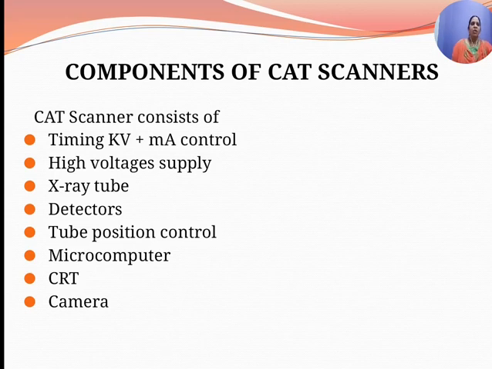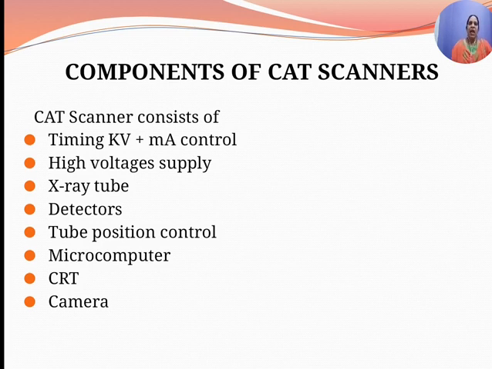Then, components of CT scanners. A CT scanner consists of the following components. It consists of timing, kV plus milliamp control. Then we have the high voltage supply. Then your X-ray tube. We have the detectors, the tube position control, microcomputer, CRT and camera.